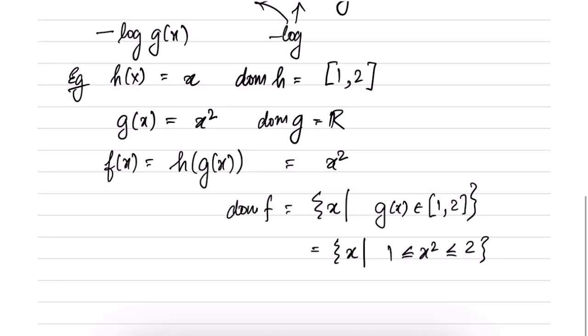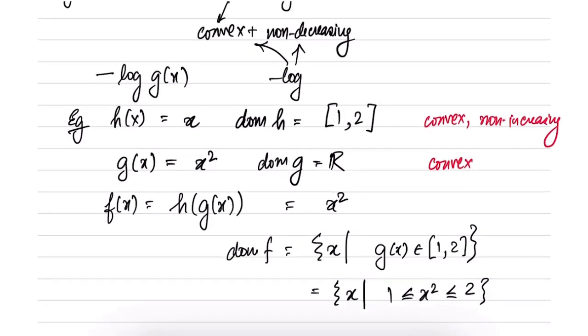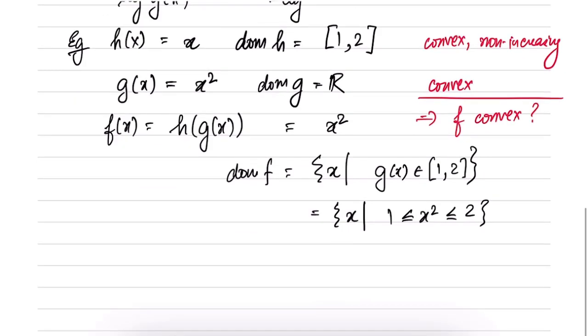Now first observe that h is convex clearly because it is linear, so also concave, and it is non-increasing. g is also convex. And both have domains which are also convex. So as per our rules, we should have been able to conclude that f is convex. But if you look at the domain of f, you can see that this is actually the interval [-square root 2, -1] union the interval [1, square root 2].